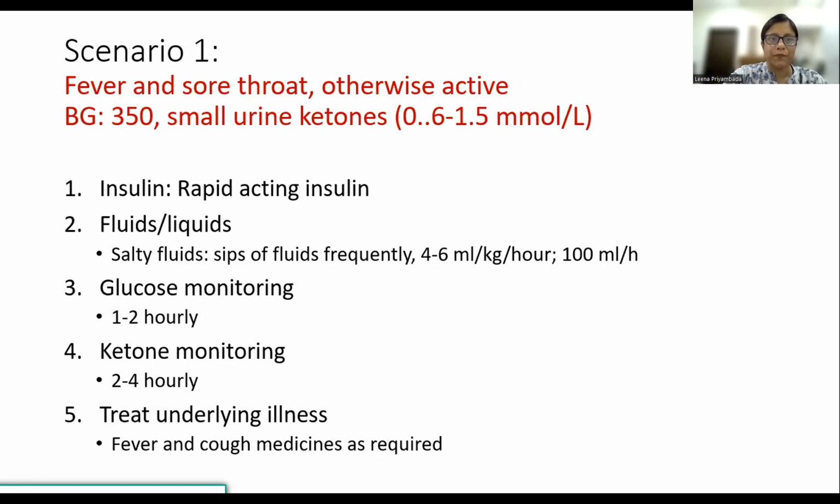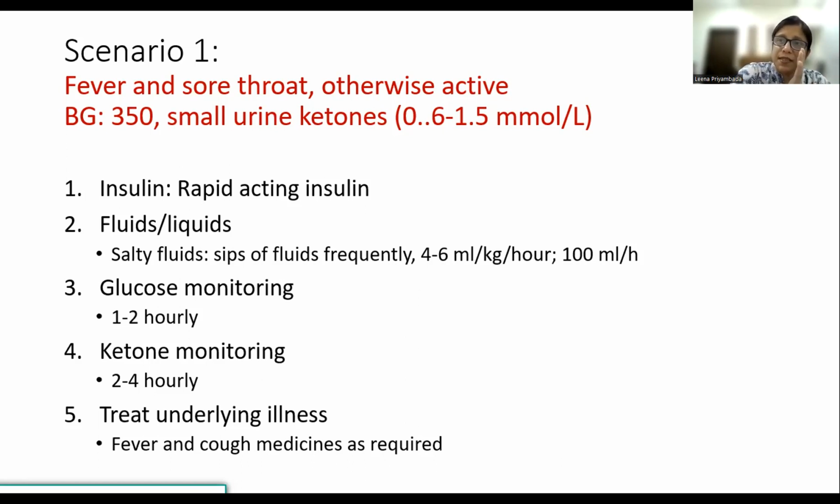All right, so some scenarios. We have discussed most of this, so this will probably be just like a revision. As I said, most of these slides are a little repetitive. First scenario, a very common scenario: fever, sore throat, otherwise active person. Blood glucose 350, very small ketones.